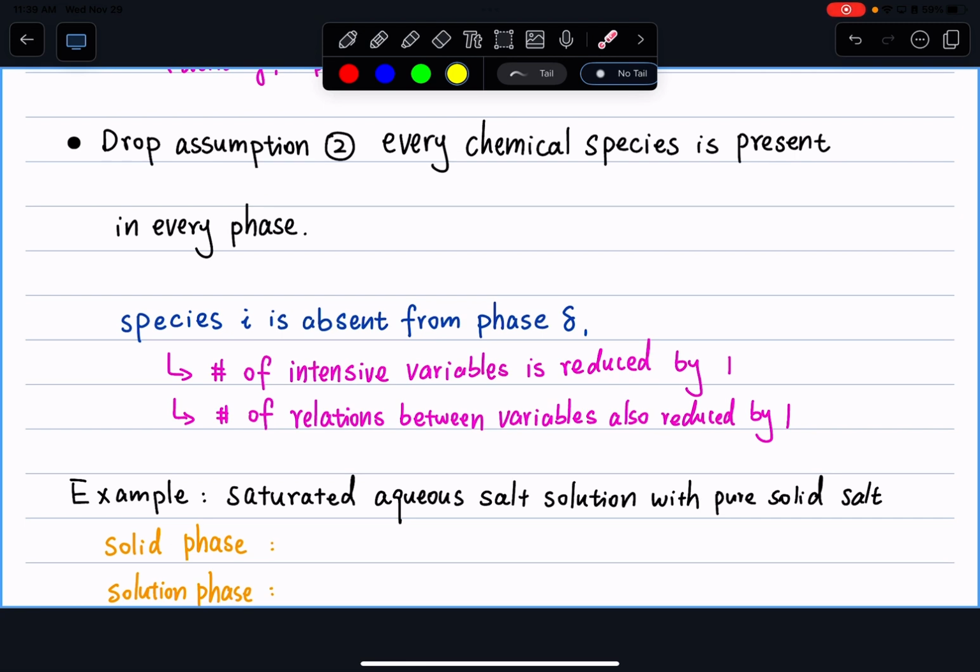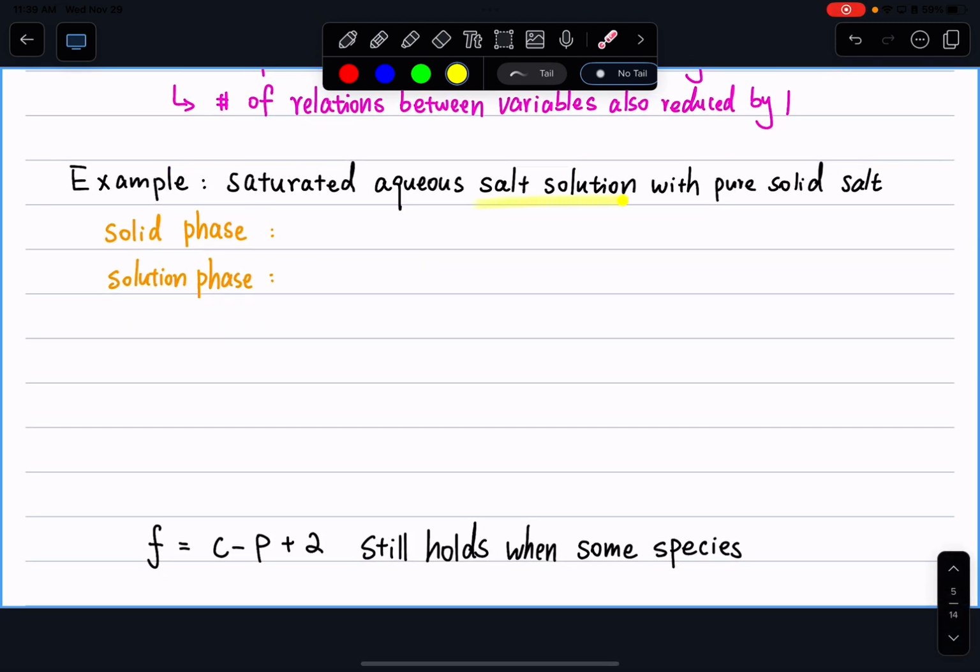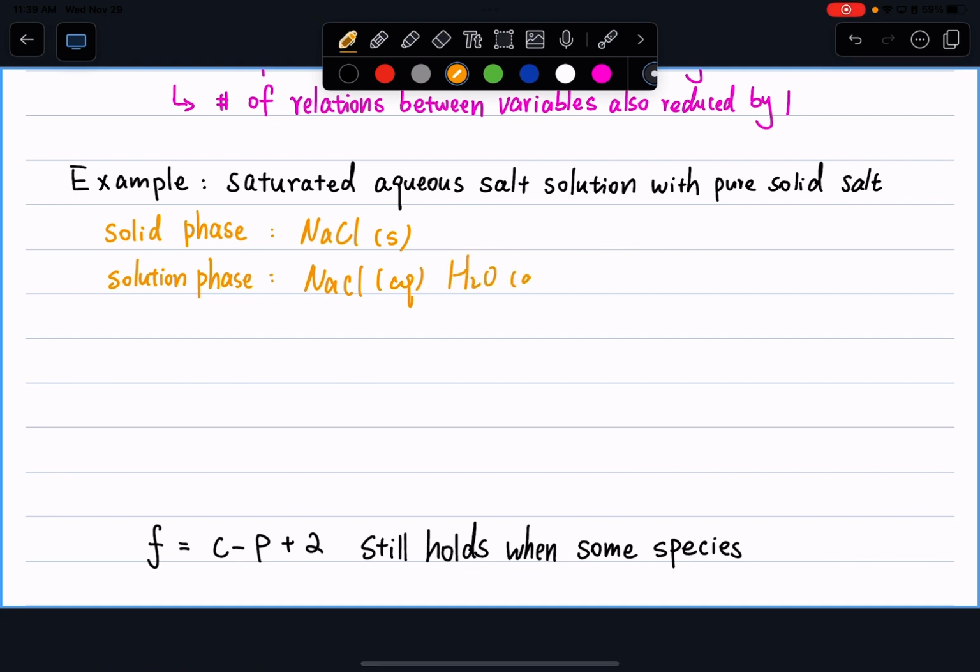What does that mean? So let's look at an example. We have a saturated aqueous salt solution with pure salt, solid salt. So in this case, in the solid phase, what we have is, let's say, NaCl solid. And in your solution phase, we have NaCl aqueous and H2O. Or it should be liquid, I guess.